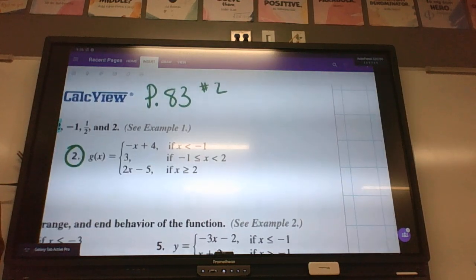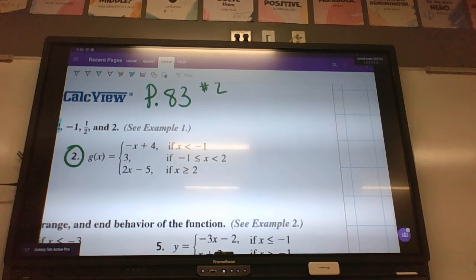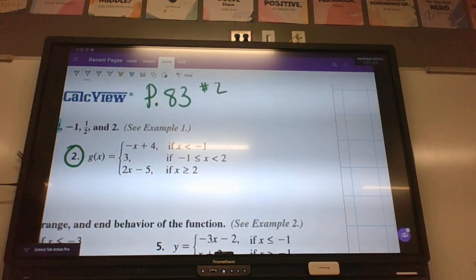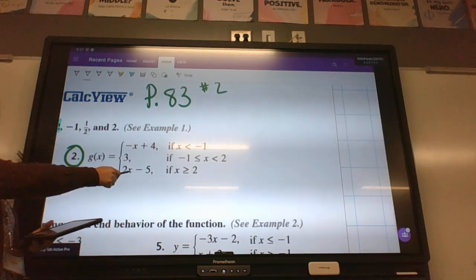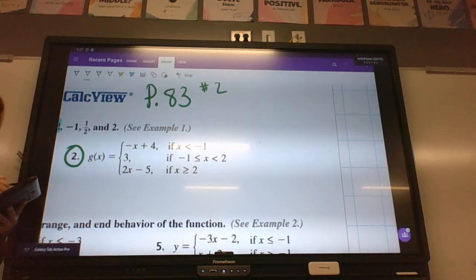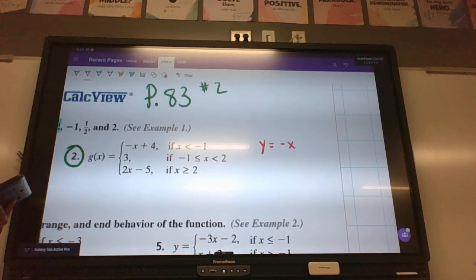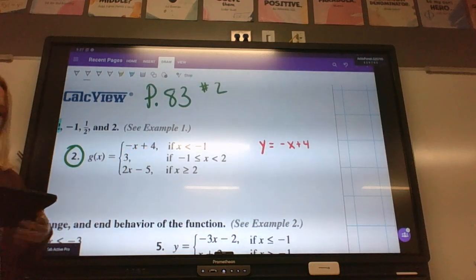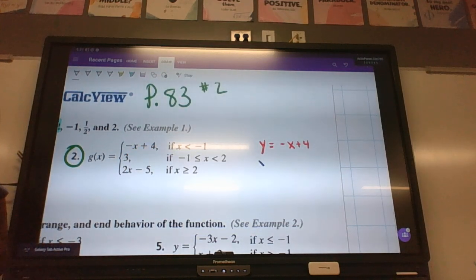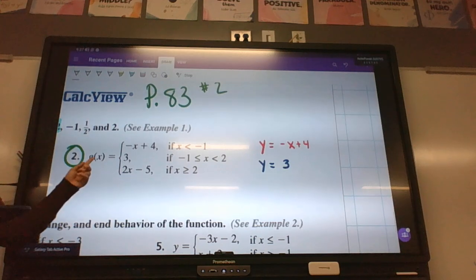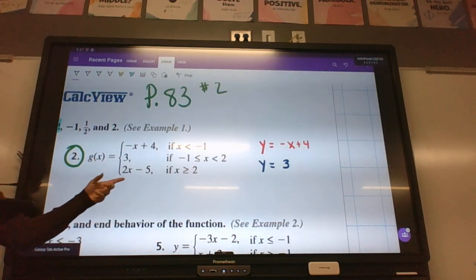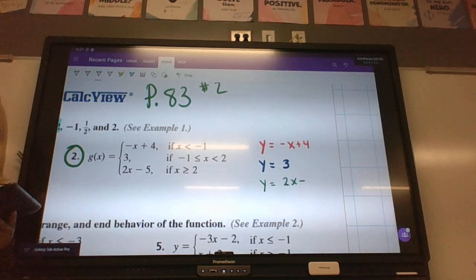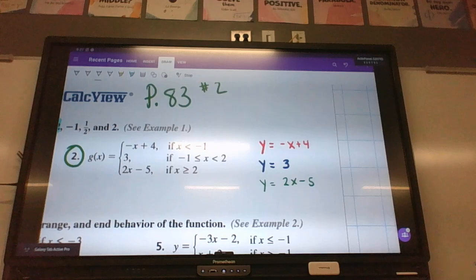Okay. This is the one we're doing. Alright, so the very first thing I'm going to recommend that you do when you have to graph this is that you write each one of these separately so you can really see what you're working with. So I'm going to do y equals negative x plus 4. So instead of g of x, I'm just going to do y equals this one. And that's the first one I'm going to graph. And then I have to graph y equals 3. This is y equals 3. And then I'm going to graph again y equals 2x minus 5. So I write them all instead of f of x, y equals.